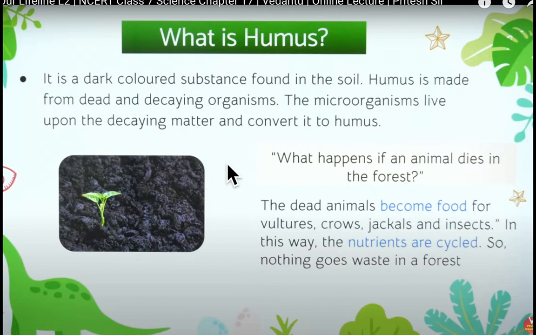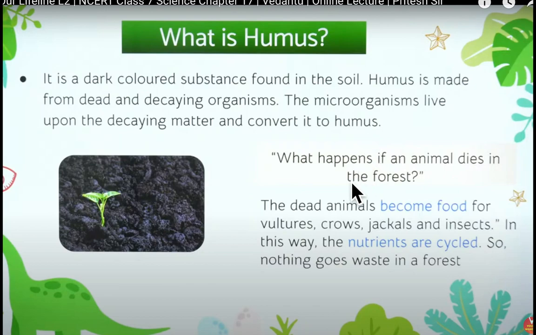You know what is humus? It is a dark colored substance found in the soil, and humus is made from dead and decaying organisms. The microorganisms live upon the decaying matter and convert it into humus. They are known as decomposers.